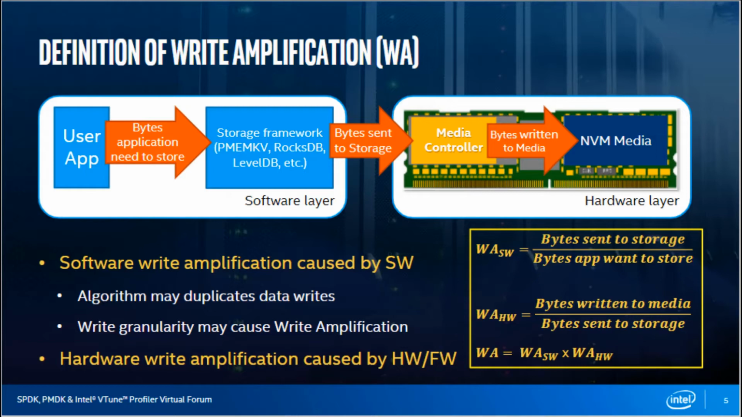This is the source of the hardware write amplification. For example, for NAND SSD, as I mentioned before, to do any write, we first need to erase some block and reprogram it again with the new data. And the size of the block might exceed the actual amount of information you would like to write. And this is the source of the hardware write amplification. And the total write amplification is just a multiplication of the software write amplification and hardware write amplification.